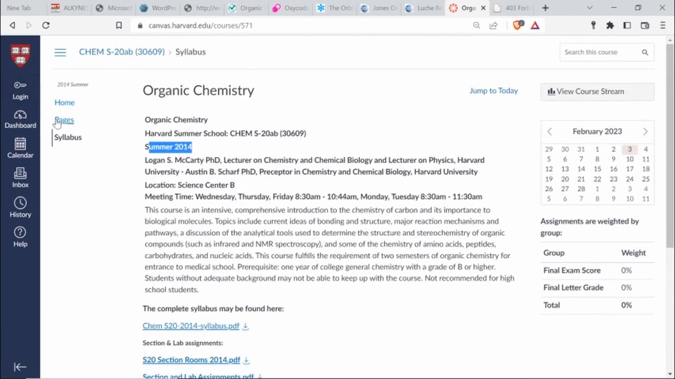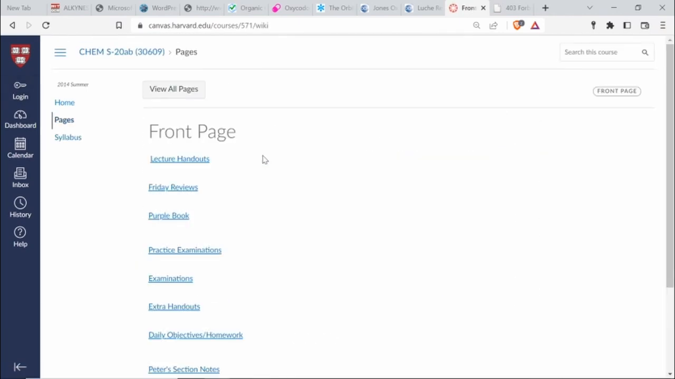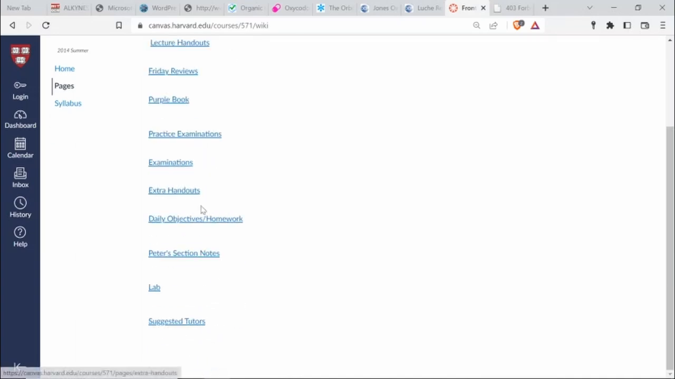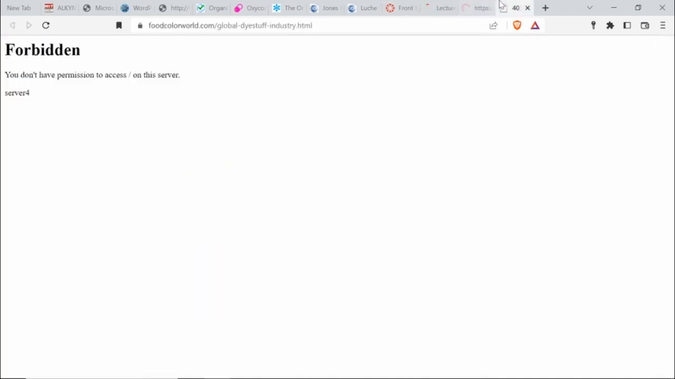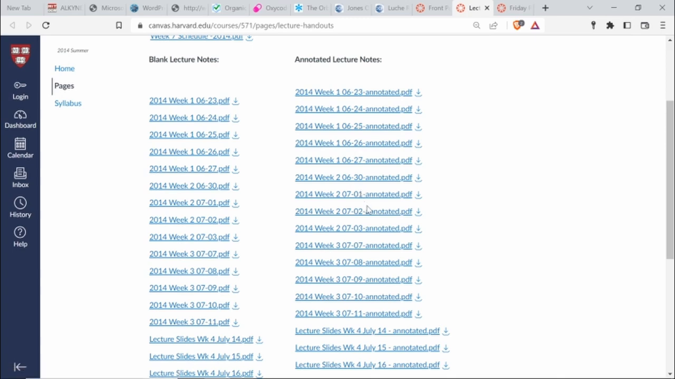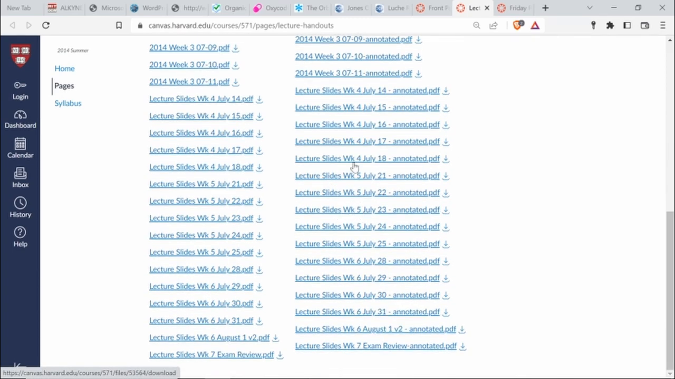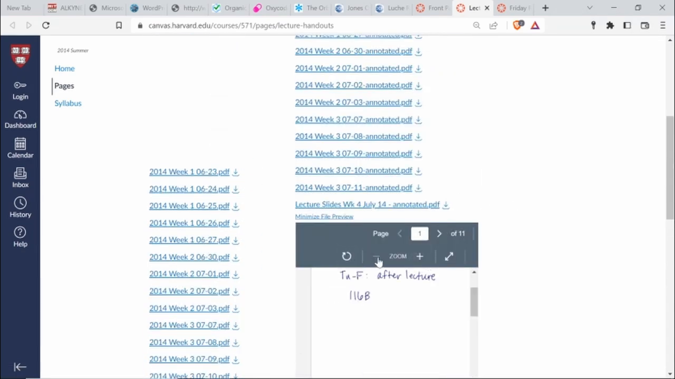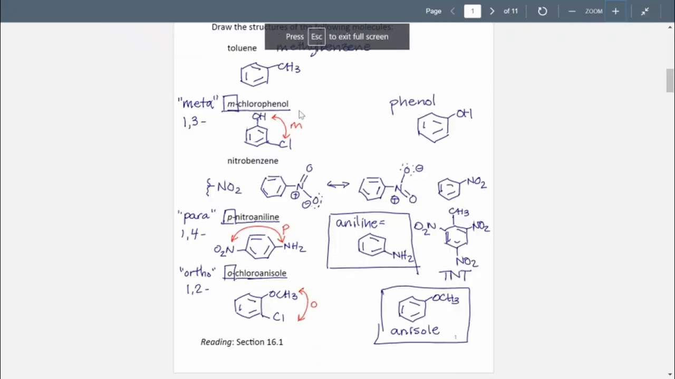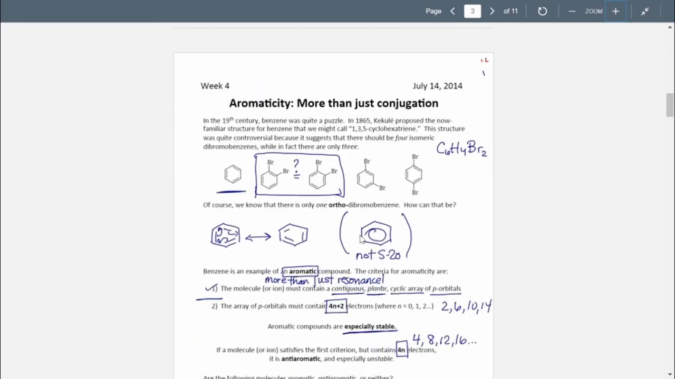Okay, because we're here at the syllabus, you can go to pages to navigate. And you'll find lecture handouts, Friday reviews, purple book, examination practice, extra handouts, daily objectives, homeworks, lab sections, tutorial. This is just phenomenal. We're just going to pull up lecture handouts just in case you want to figure out what's going on. Write your reviews. So annotated, I think most of these are Chem 243 until we dive into week 4. Okay, that's just because of the formatting issue. If I were to full screen this, look, everything is explained. All the reactions are shown being done.